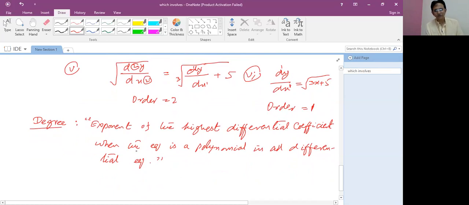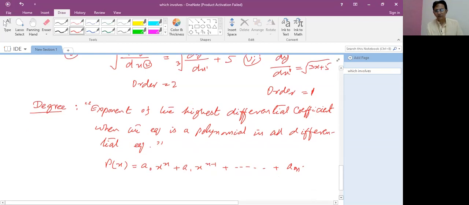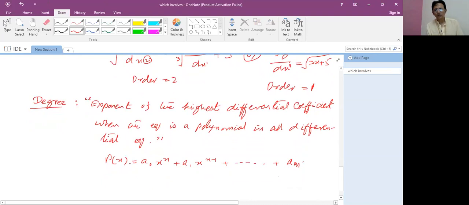For example, do you know about the polynomial function a naught x raised to the power n plus a1 into x raised to the power n minus 1 and so on, up to an? For the last one, x is removed, so we write only an. So this is called a polynomial function. The degree is the exponent of the highest differential coefficient when the equation is a polynomial in all differential coefficients.